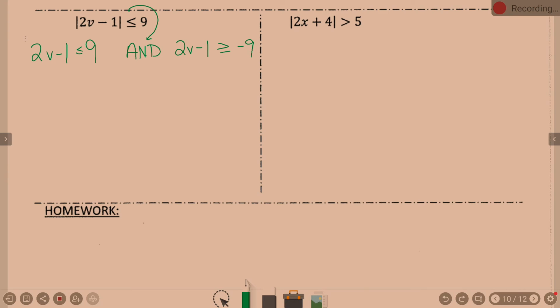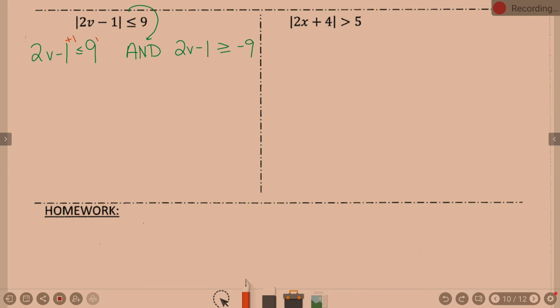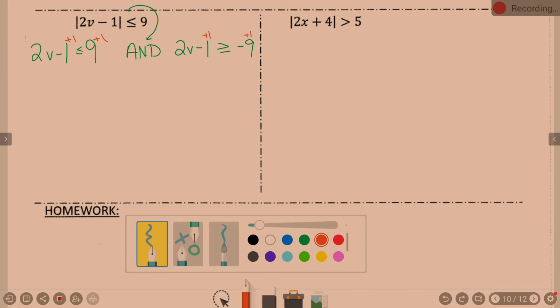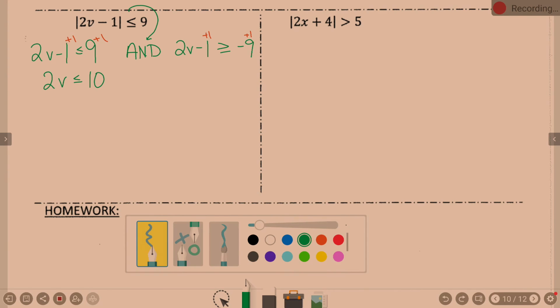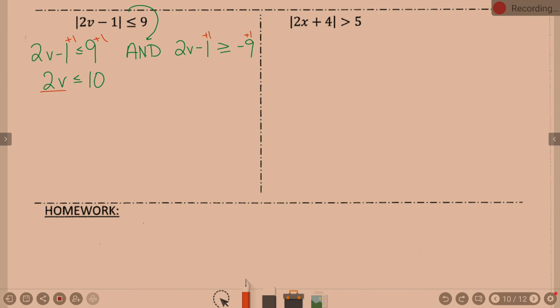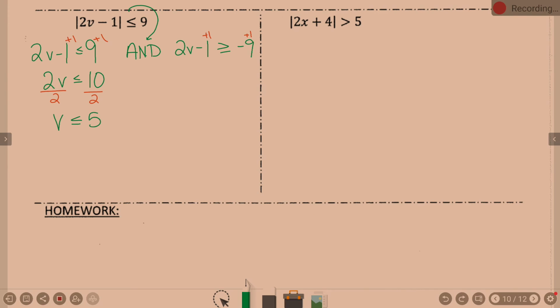And now we know how to solve, yes? Yes. That's 2v minus 1. We're going to add 1. So now I'm going to have 2v less than or equal to 10. If I keep solving that, if it's 2v, I'm going to divide by 2. It'd be less than or equal to 5.